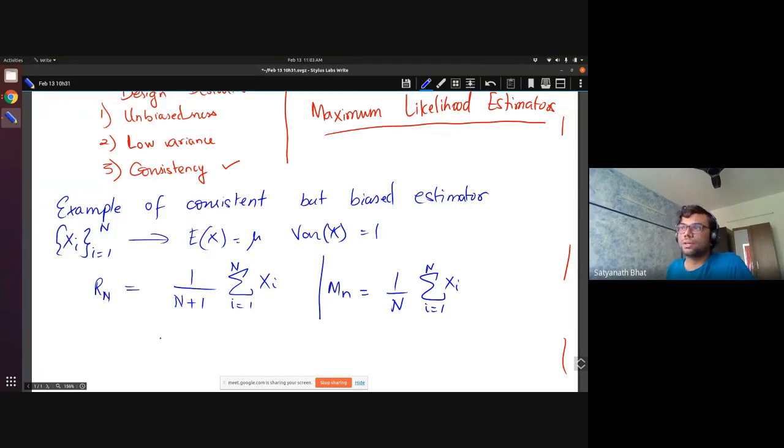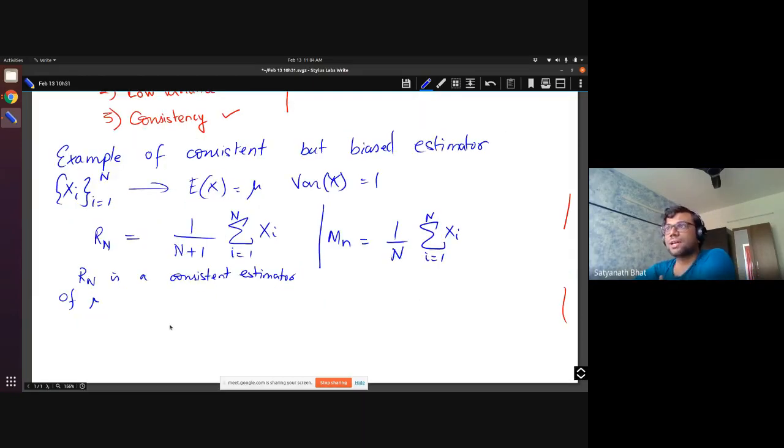So I'm claiming that R_n is a consistent estimator of mu. That is what we are going to show. But R_n is actually a biased estimator. Why is that?